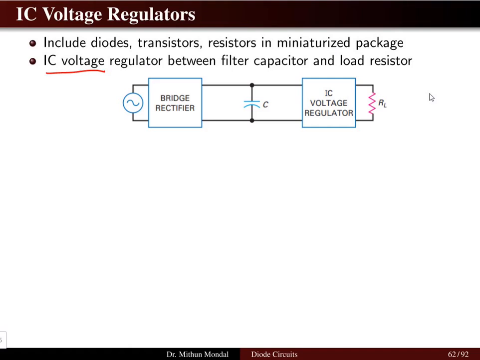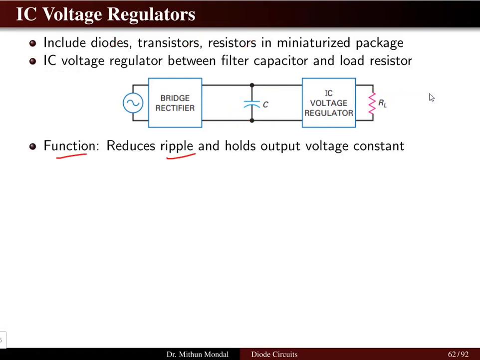The IC voltage regulator is connected between the filter capacitor and the load resistor. Here we have the IC voltage regulator. This is made up of diodes, transistors, and resistors. Its function is to reduce the ripple and hold the output voltage constant. So whatever output voltage we get at the load resistor should be pure DC.